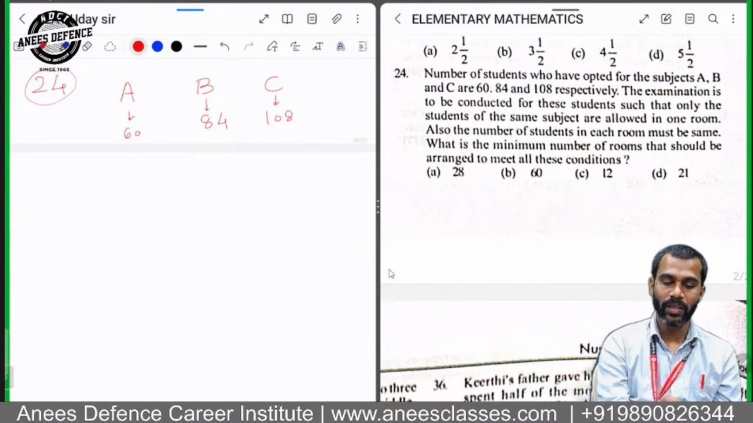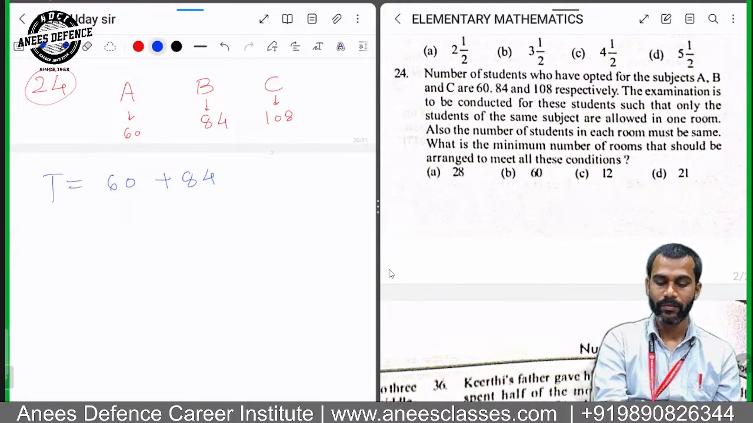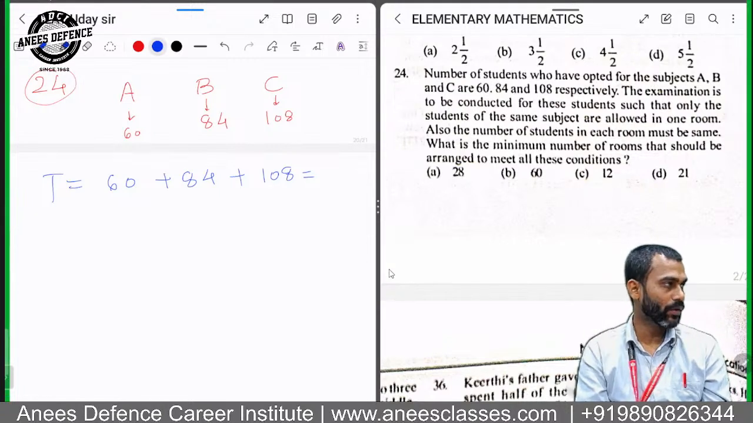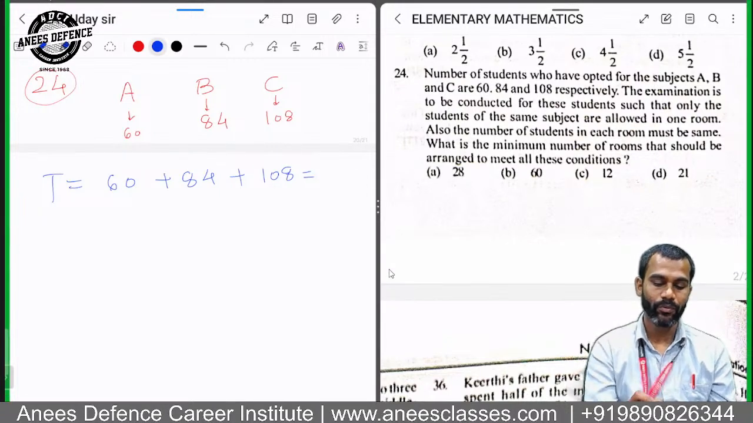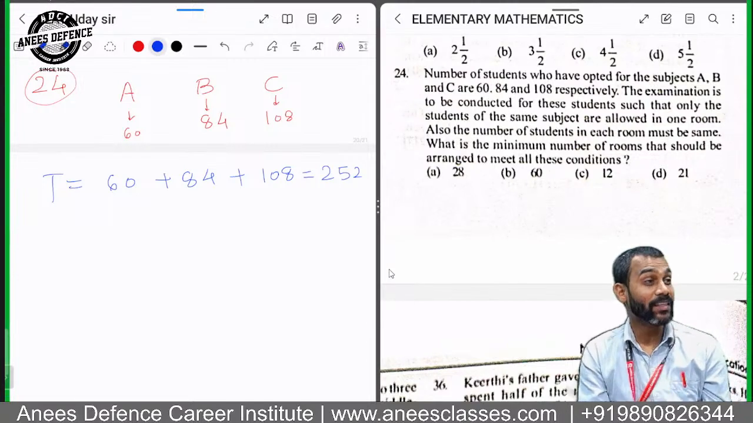See, how many students are there? 60 plus 84 plus 108. Total number of students is 252. 60 plus 84 is 144, plus 108 is 252. Yes or no? Total 252. Okay. Now, for that, what we need to do? We need to find out HCF.